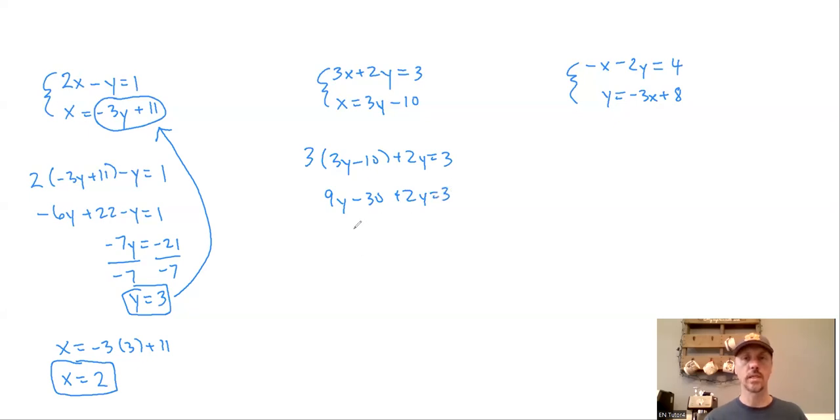Combining our y terms, we get 11y, and then we move the negative 30 over to the other side to make it a positive 30, and so we have 33 on this side. And so dividing both sides by 11, we get y equals 3. All right, that's our y value.